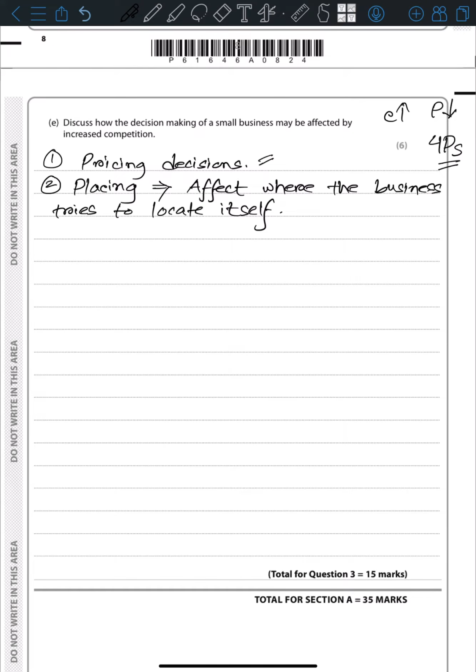So we identified one P, which is price, and another P, which is place. Now we are going to build on it. For the first one, let's write it as 1A. So we're building from here to here. How does my pricing change? An increase in competition means I have to charge a competitive price. I cannot charge high or premium prices anymore. Competitive pricing, and this will lead to changes in my market share.